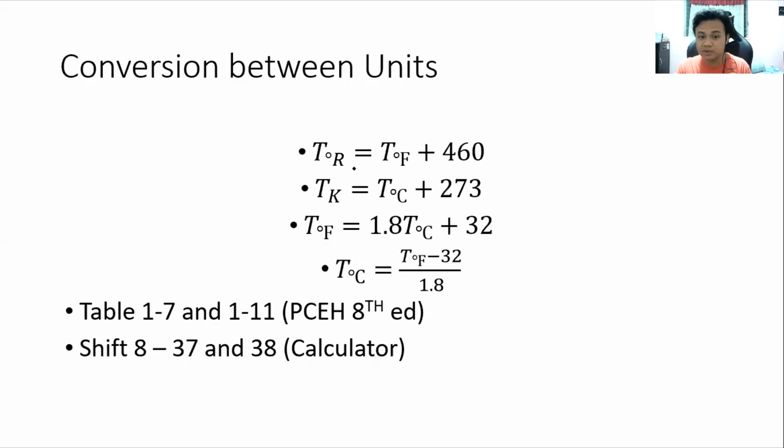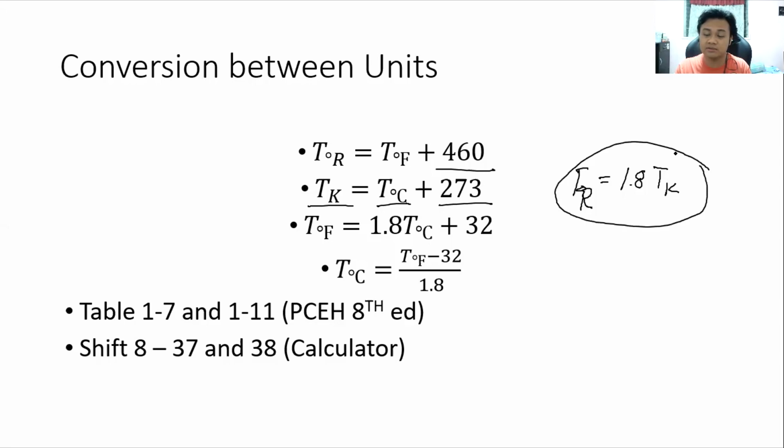So to convert between them, we just have to use these conversions. To convert Fahrenheit to Rankine, you just have to add 460, and to convert Celsius to Kelvin, you just have to add 273 to it. To convert degrees Celsius to degrees Fahrenheit, just multiply the temperature by 1.8 and add 32, and then you just have to do the opposite if you want to convert back. And there's also a quick way from Kelvin to Rankine: just multiply it by 1.8 also.